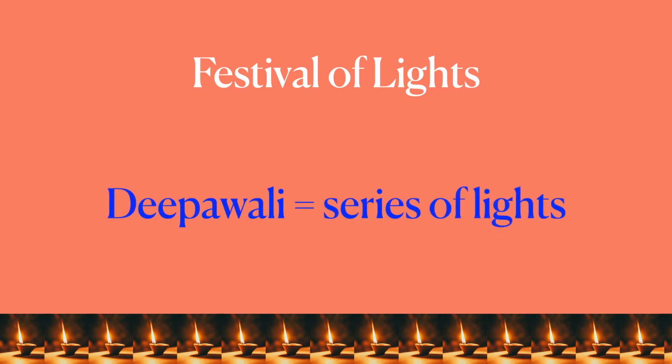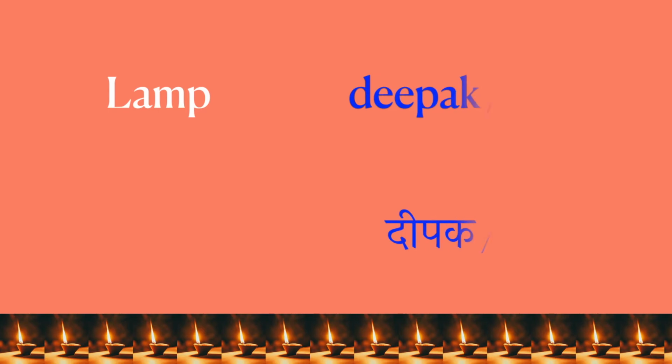Deepawali literally means a series of lights. That is how traditionally decorations are done on Diwali, by putting lamps, which are called Deepak or Deep, in rows all around the house. You can see that arrangement also at the bottom of this video.